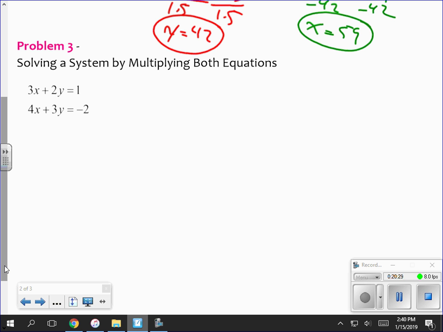Multiply the top equation by 3 and the bottom equation by 2. Do you see the 3 and the 2 in there and the 3 and the 2 in the equations? I get this 3 and 2 from this 3 and 2.